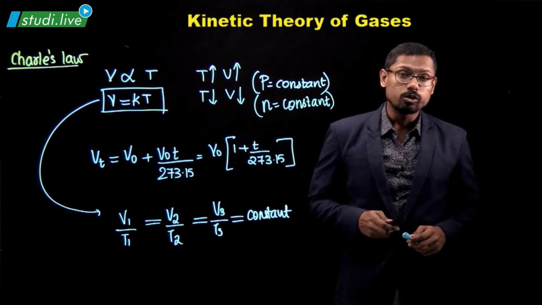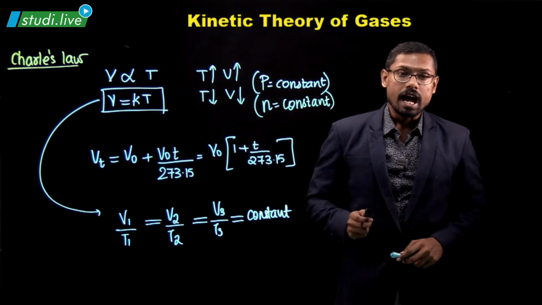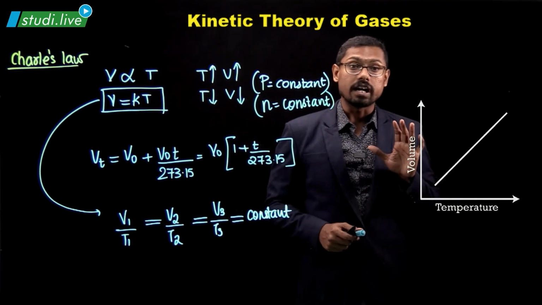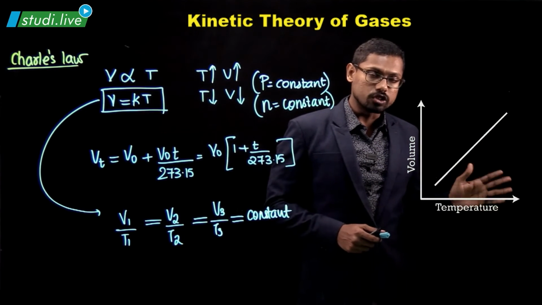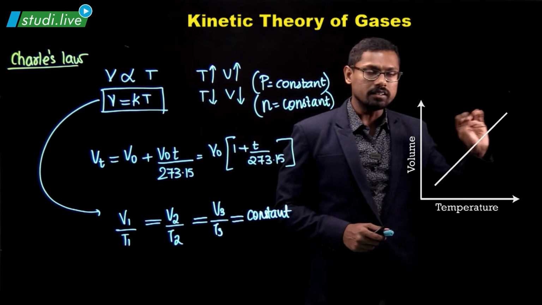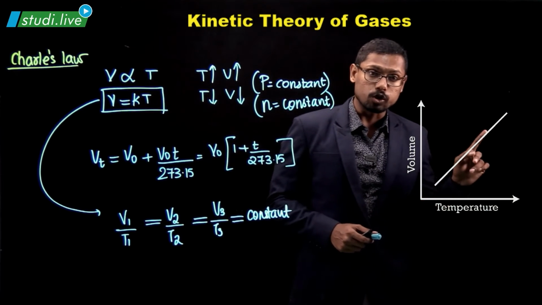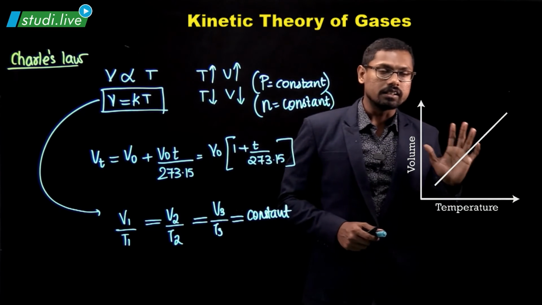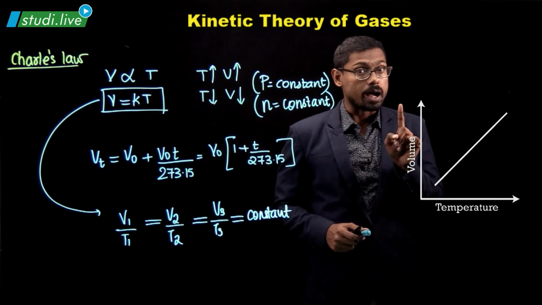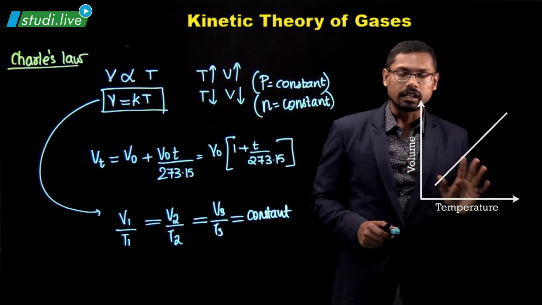If I decide to draw a graph between V and T, this is what it looks like. There's volume on the y-axis and temperature on the x-axis. I observe that my graph is a plain straight line with a positive slope, stating that it is in direct proportion. I am supposed to increase the temperature and the volume goes up. So I assume it's very clear.